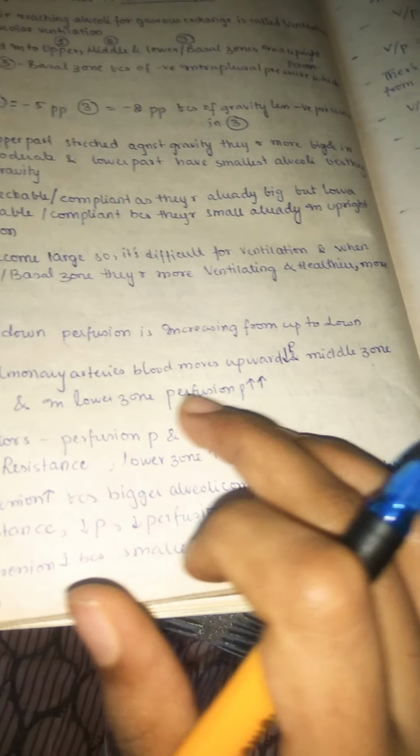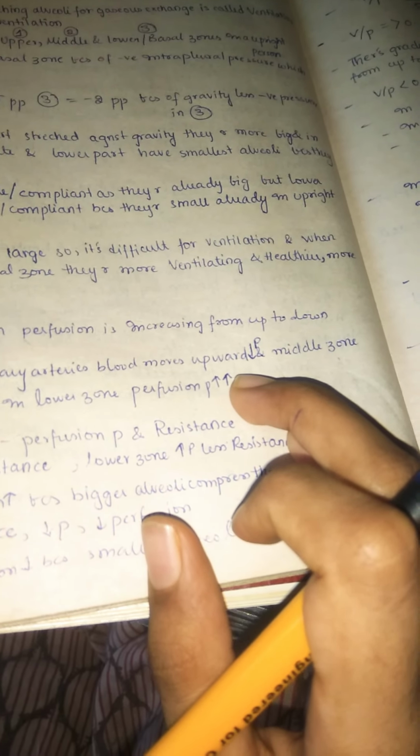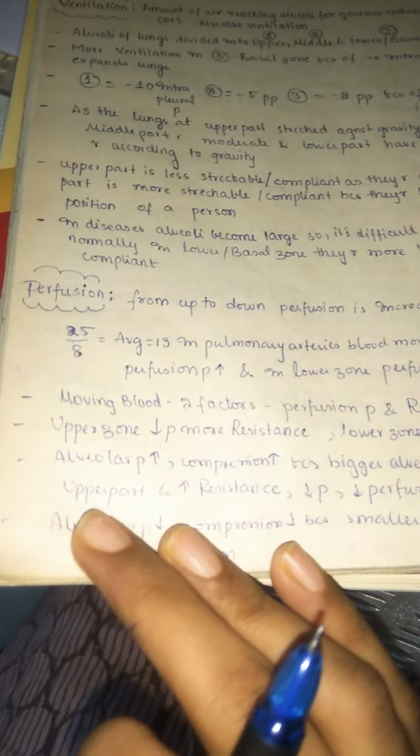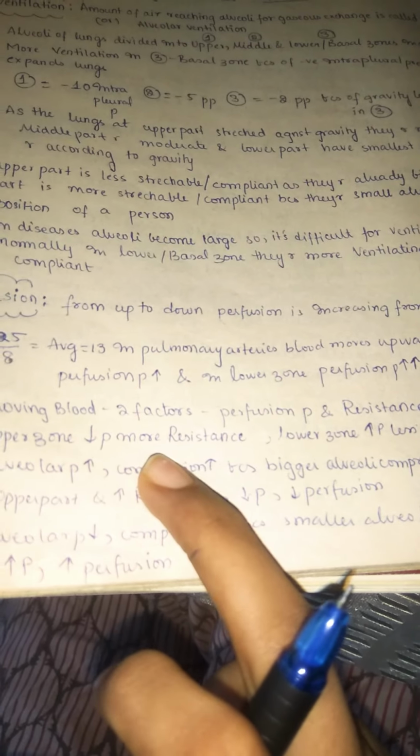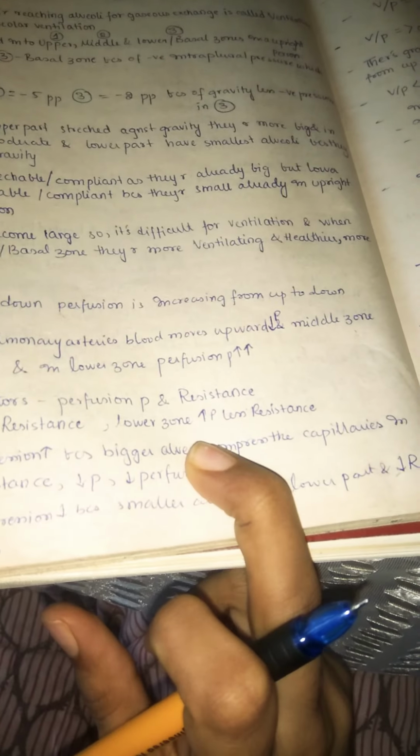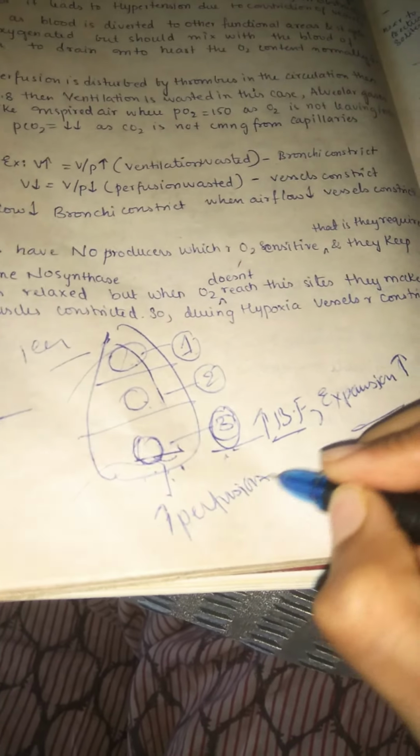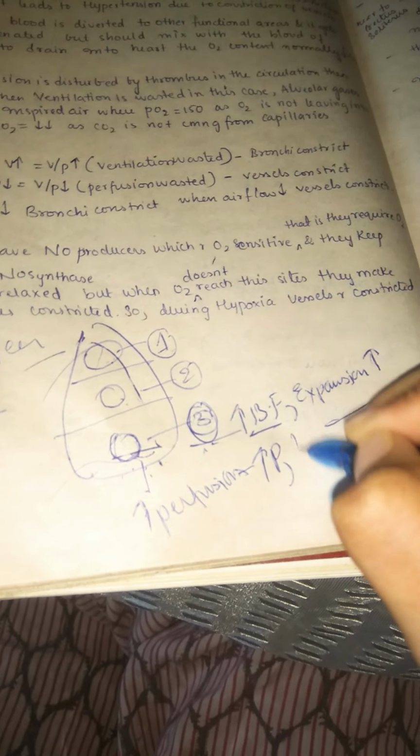In pulmonary arteries, the blood moves upward to the middle zone, and perfusion pressure is highest in the lower zone. So moving blood has mainly two factors, that is perfusion pressure and resistance. The upper zone has low pressure and more resistance, and the lower zone has higher pressure and less resistance. So always remember, the lower zone has higher pressure and less resistance.